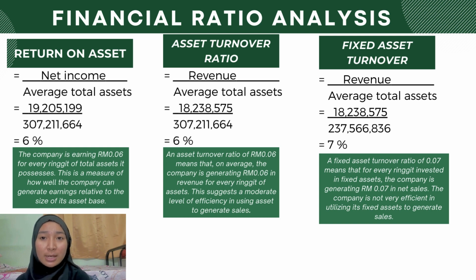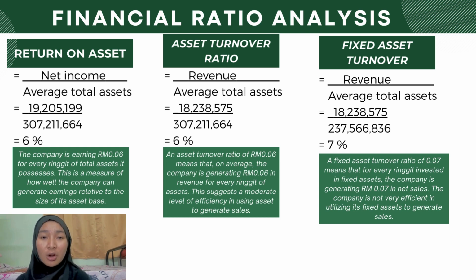In JCB Next Berhad, net income is as much as 19,205,199, and the average total asset is 307,211,664, and we get 6% for return on asset. It shows the company is earning 6 cents for every ringgit of total asset it possesses. This is a measure of how the company can generate earnings relative to the size of its asset base.